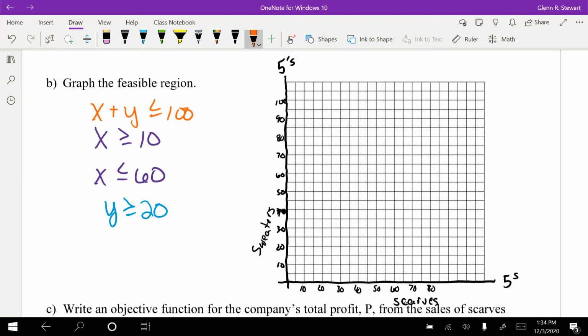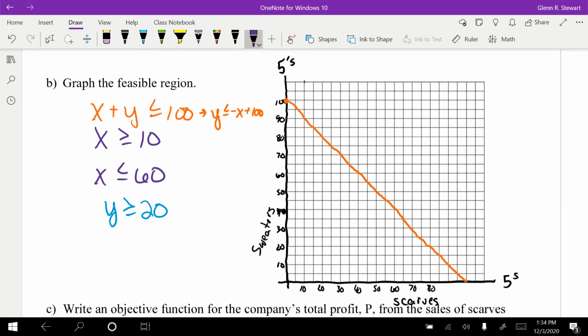Okay, graphing the feasible region. This first one here, I'm going to solve for y. Y is less than or equal to negative x plus 100. You can also do x and y-intercept if you want to. I figured we'll just start here. Each one of these is going down by 5 and over by 5. Now I'm going to do something unique. I'm not going to shade this until the very end.